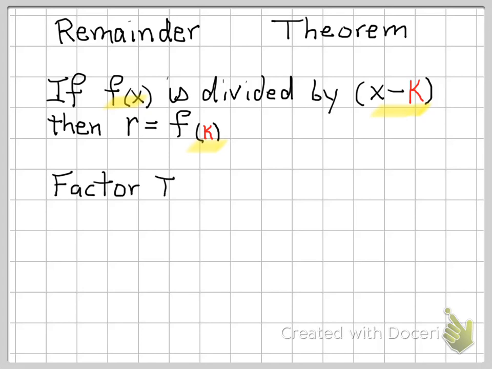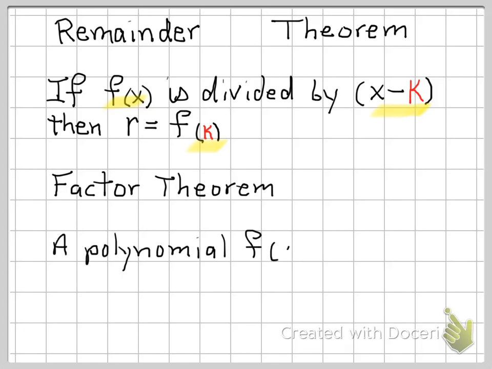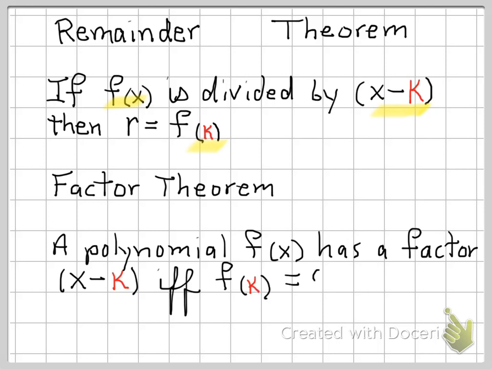The next thing we keep in mind is called the factor theorem, and what that says is if we have a polynomial f of x, if we divide by that term x minus k, so it's the same thing that we had in our remainder theorem. If we do evaluate it at k and we come up with 0, then that term, x minus k, is a factor of that polynomial.